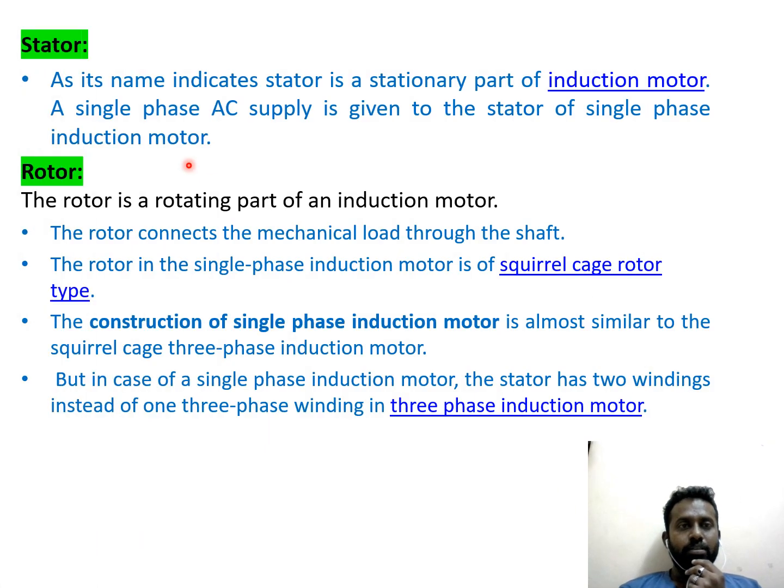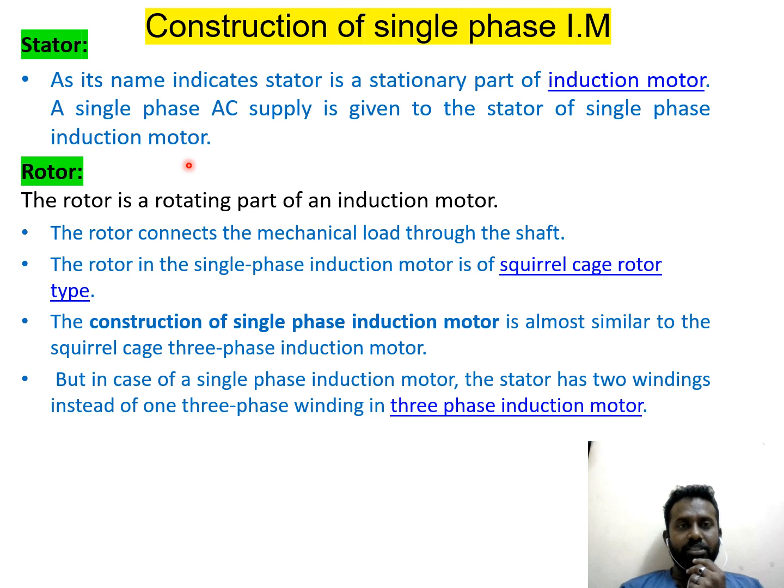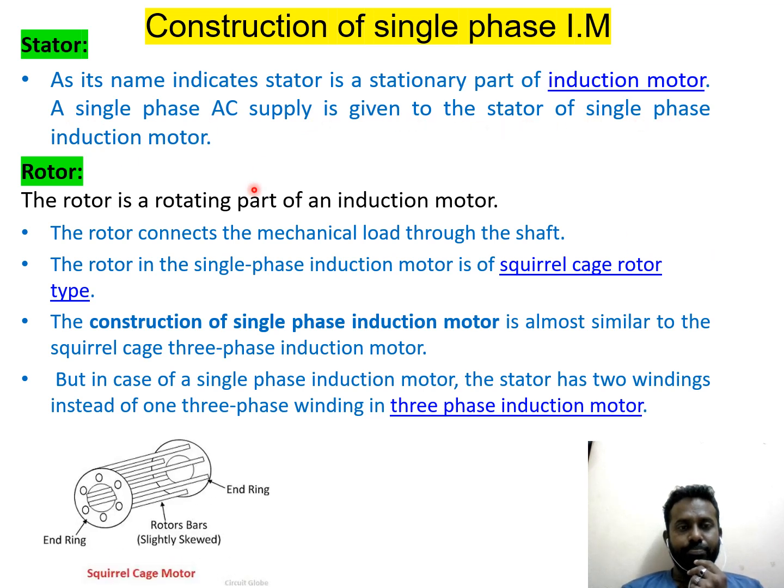Now, the construction of a single phase induction motor. As its name indicates, the stator is a stationary part. It has a stator and rotor. A single phase AC supply is given to the stator of the single phase induction motor. The rotor is a rotating part of the induction motor. The rotor connects the mechanical load through a shaft. The rotor in a single phase induction motor is of squirrel cage type.